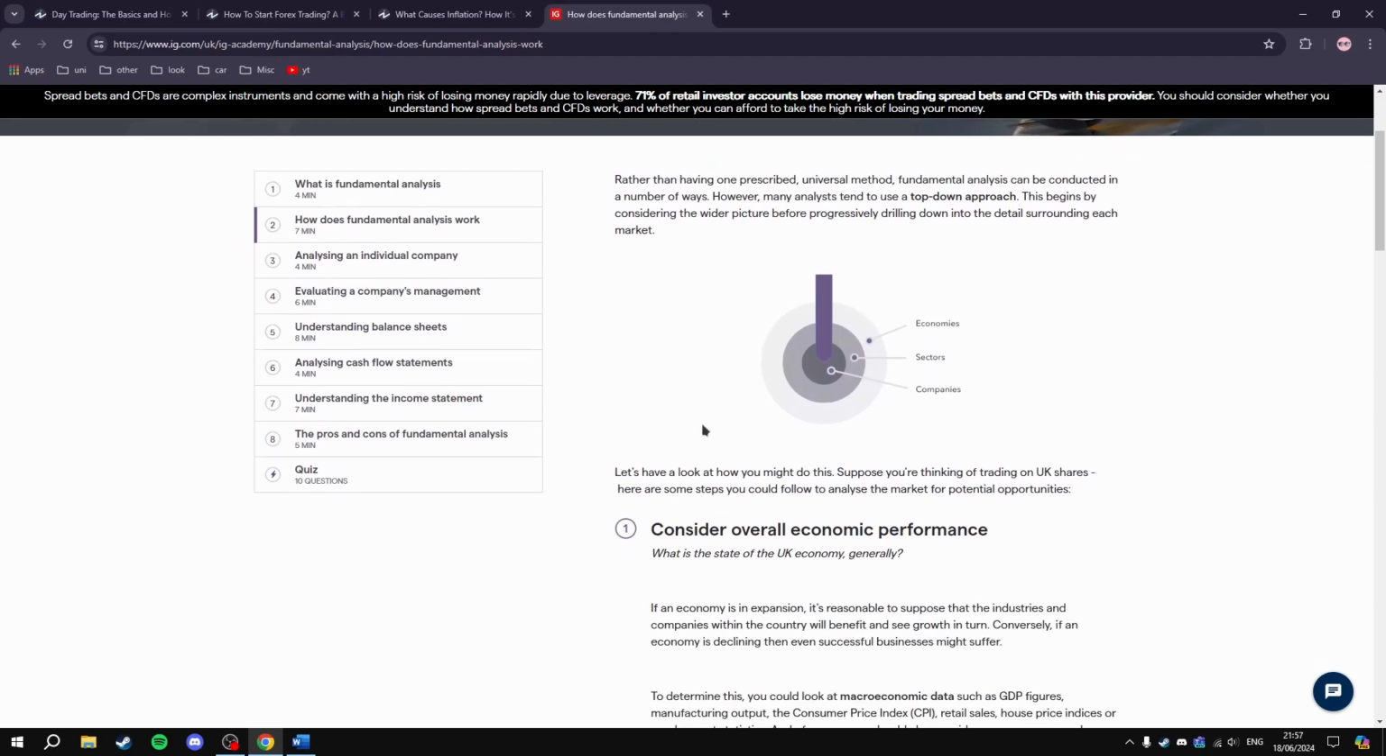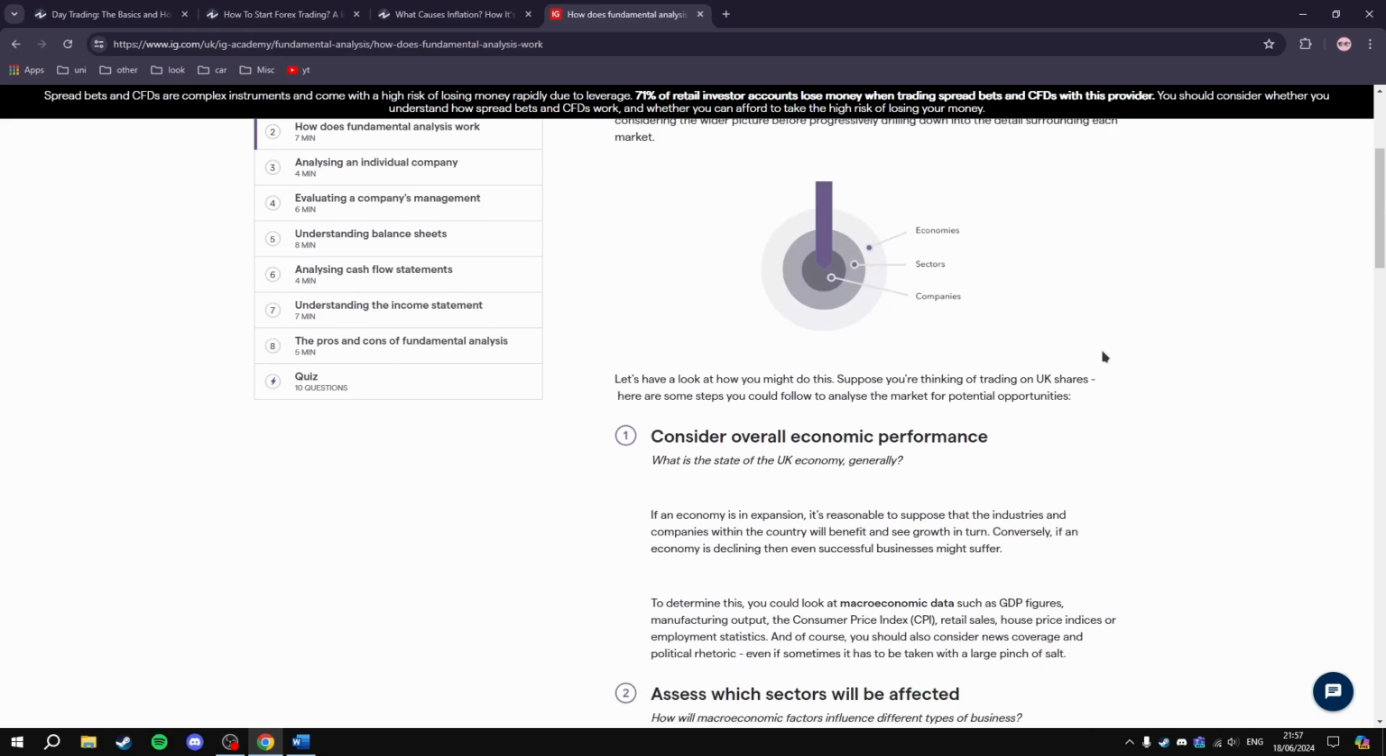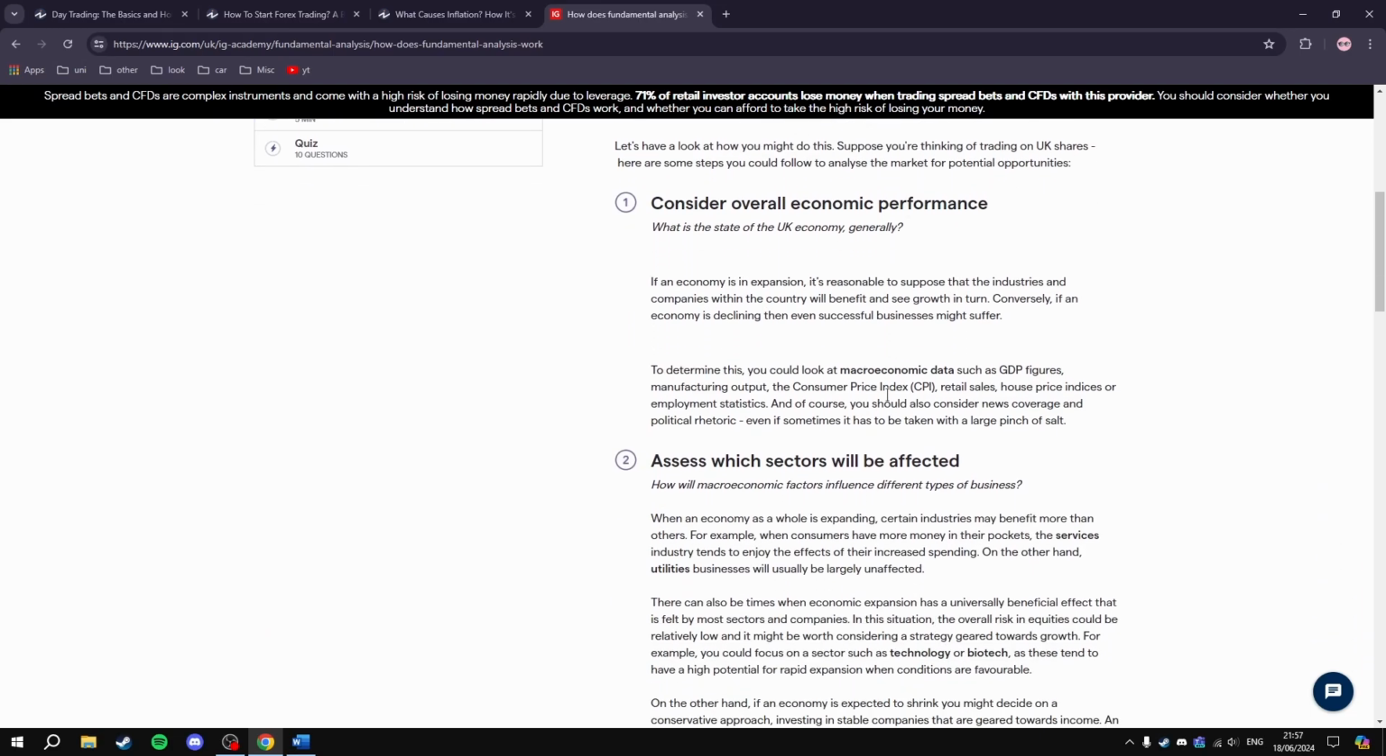So rather than having one prescribed universal method, fundamental analysis can be conducted in a number of ways, but many analysts tend to use a top-down approach, so looking at the bigger picture and then drilling down into the details. So looking at the whole economy as a whole, and then looking at different sectors within that economy, and then looking at different companies within the sectors. So we then looked at some steps on how to analyze the market for potential opportunities using fundamental analysis.